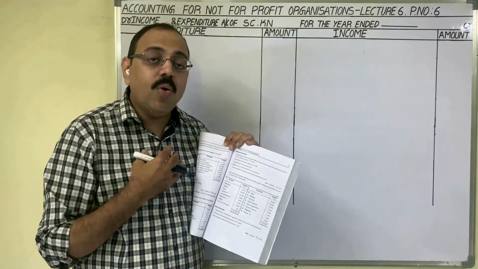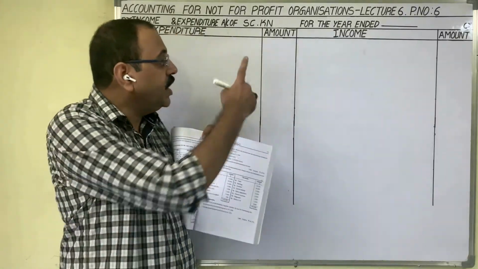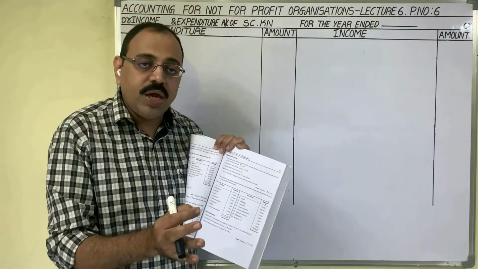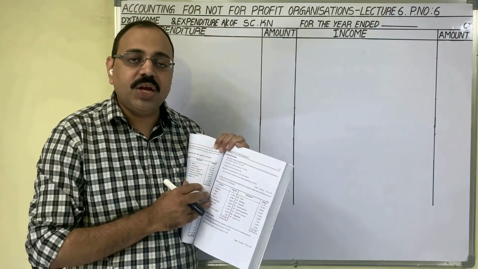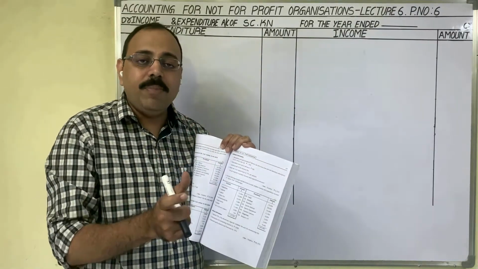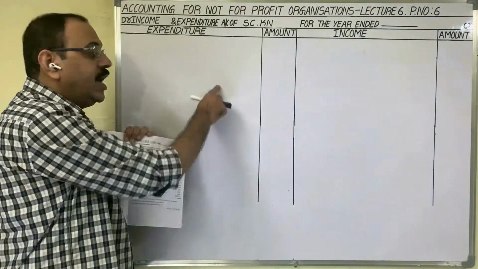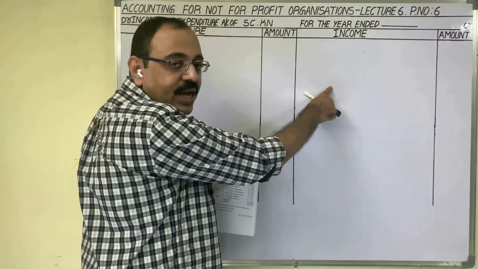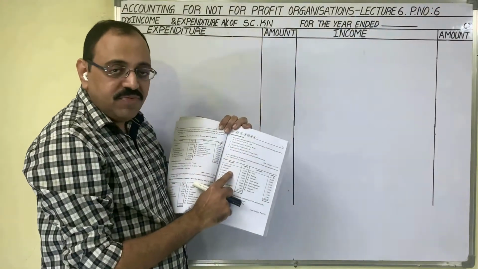But we should take only revenue payments in the income and expenditure account. Similarly, only revenue incomes in the income and expenditure account. So revenue payments appear on the debit side, revenue incomes appear on the credit side. So let us see the items, first the subscriptions.